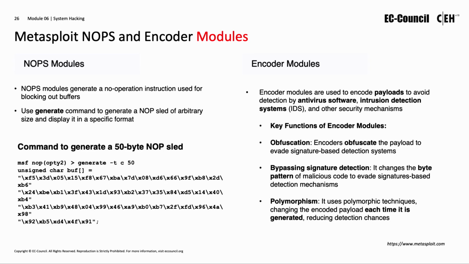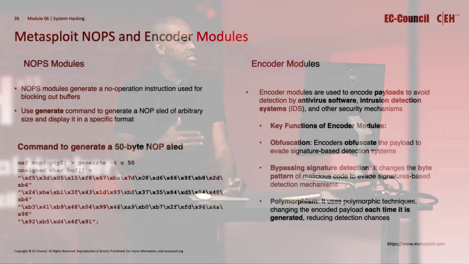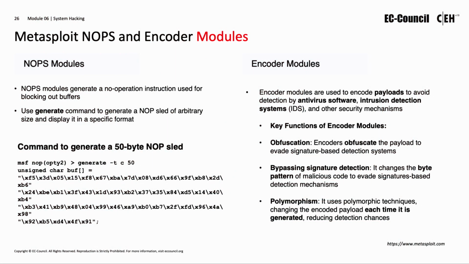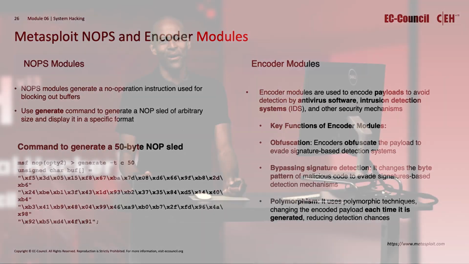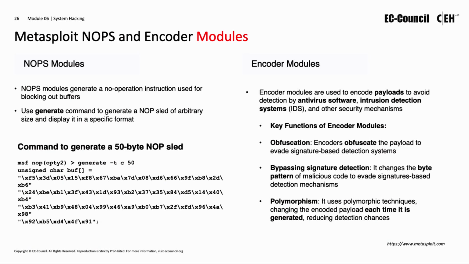There's no-ops and an encoder module. So we have the idea of a no-ops sled, and as you see in that first bullet point, it says generates no operation instruction used for blocking out buffers. What in the world does that mean? Well, what we want to do is pad or slide the execution flow that we're running into the shell code. And so we have these instructions that do nothing but advance the instruction pointer as we look at line by line of code, making it easier to land on the payload.